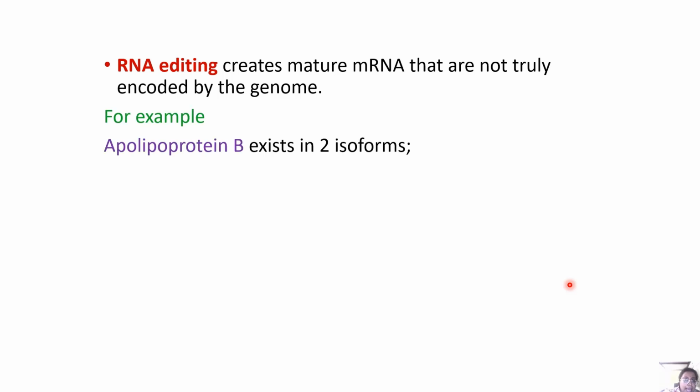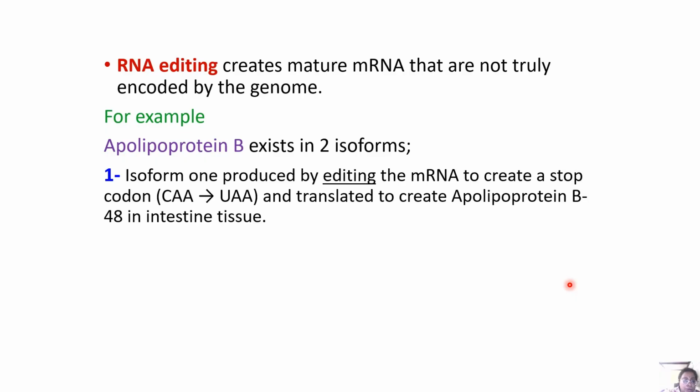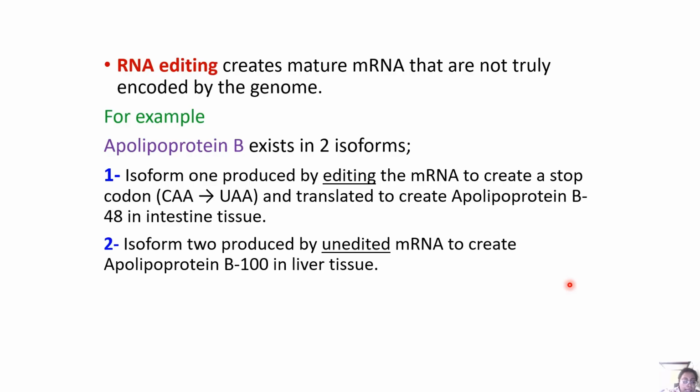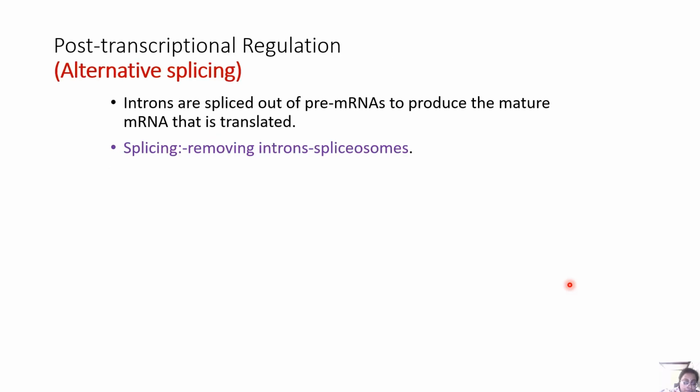For example, apolipoprotein B exists in 2 isoforms. Isoform 1 is produced by editing the mRNA to create a stop codon and is translated to create apolipoprotein B48 in intestine tissue. Isoform 2 is produced by unedited mRNA to create apolipoprotein B100 in liver tissue.